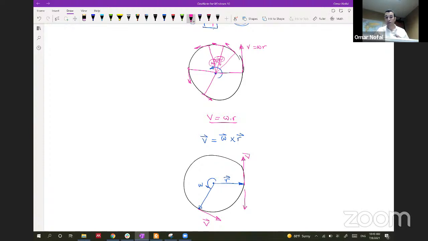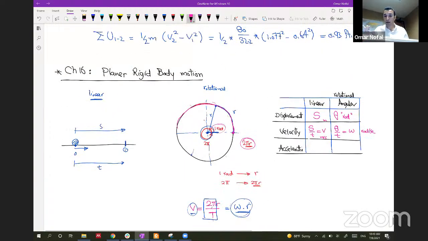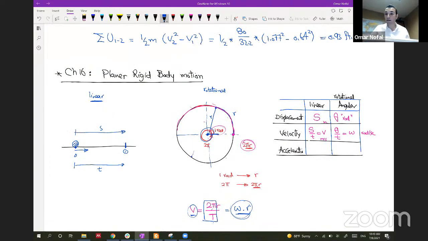And if you are confused, set the r vector and set the omega vector, and then take their cross product and see what your right hand rule tells you to get the direction of the v. So this is just a revision on how you can get directions.